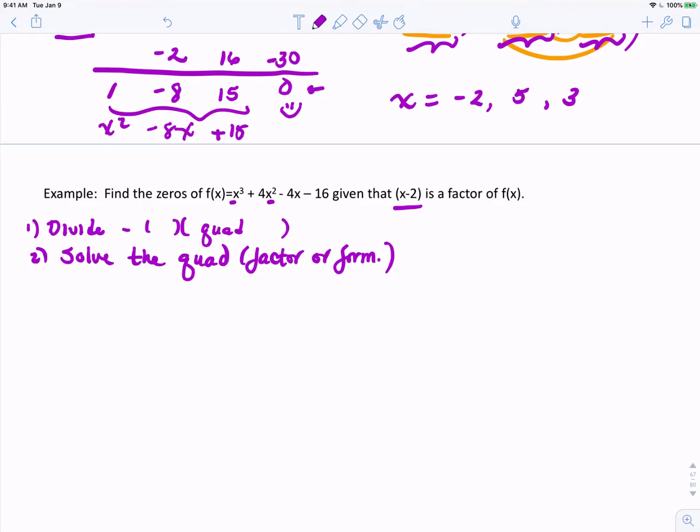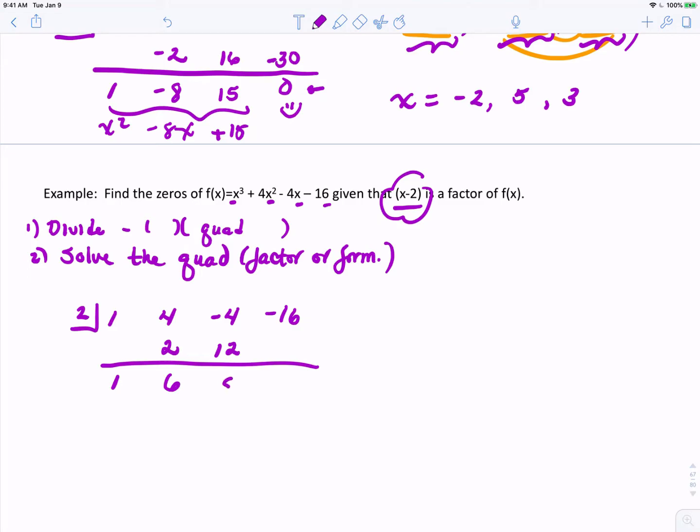Notice x cubed, x squared, x, and a constant. So I don't have to add any zeros. All the values are present. So we have 1x cubed, 4x squared, -4x, and -16 for a constant. And the root of this factor is 2. Bring down the first number, multiply, add, multiply, add, multiply, add.